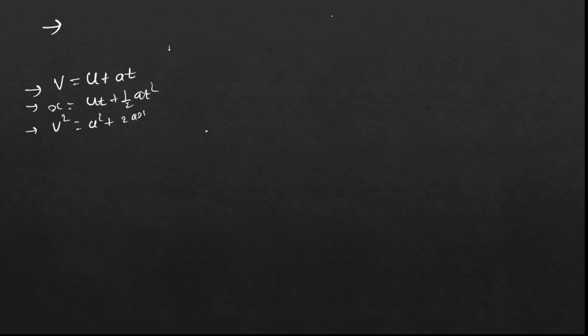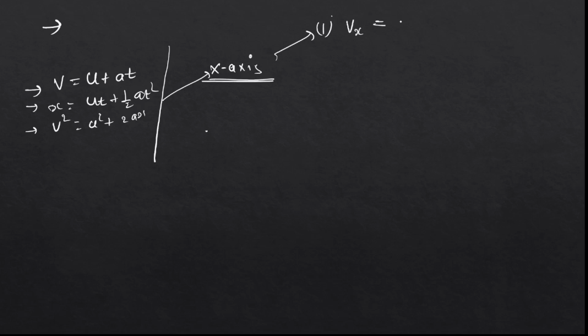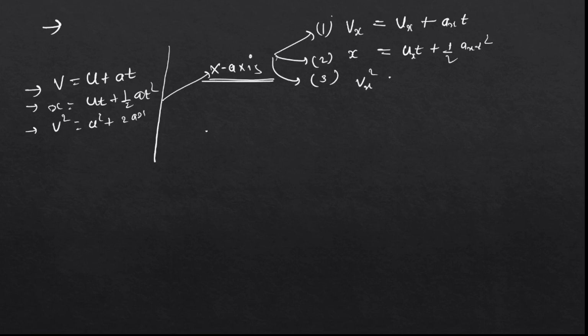From here, if I write along the x-axis, I would be taking the component along the x-axis, right? So the first equation would be Vx, which is the final velocity along the x-axis, equal to the initial velocity along the x-axis plus acceleration along the x-axis times time. Second is x, which is equal to uxt plus half axt square. And thirdly, this velocity equation.